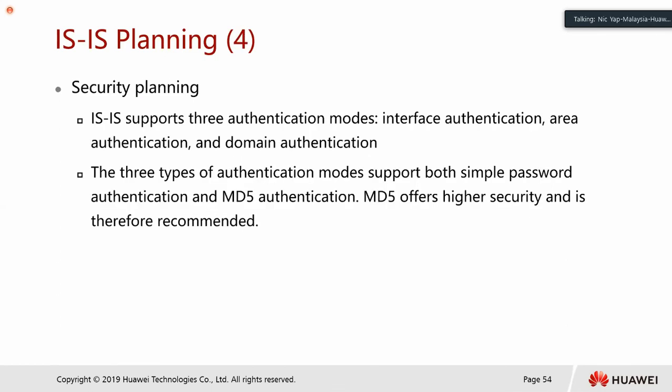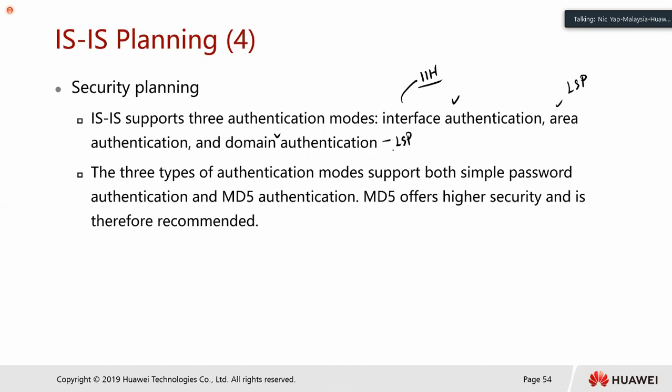And the last one here is security planning. ISIS supports 3 authentication modes: interface authentication, area authentication, and domain authentication. Interface, area, and domain. I think this one in HCIP they did cover a little bit, but not in detail. Interface authentication is more about the IIH, the Hello authentication. Area authentication is LSP authentication, the link state PDU authentication. Domain authentication is also using LSP authentication.